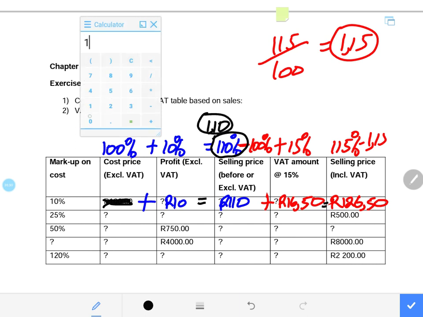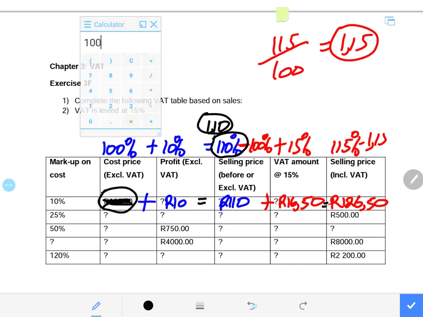So now if we multiplied to get here, we divide to go back. Divide by 1.10, that gave us back the 100 rand. So either way you choose, choose the best method that is easier for you, as long as at the end of the day you get the same amount. Therefore 110 minus 100 will give us the 10 rand.